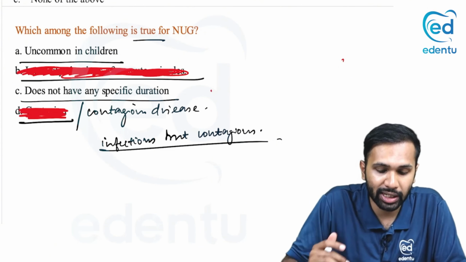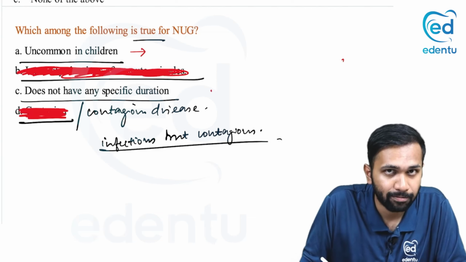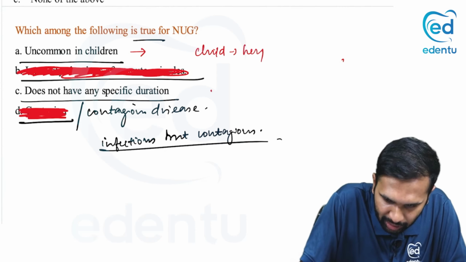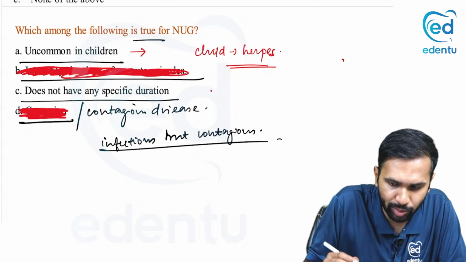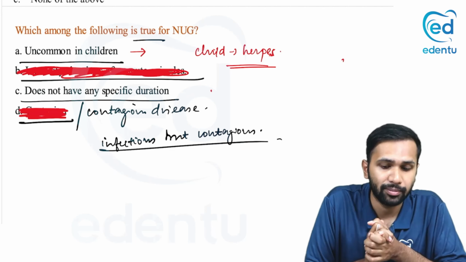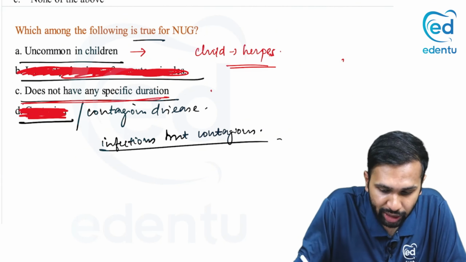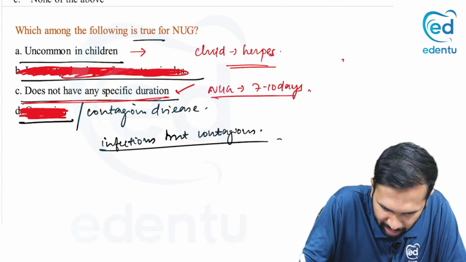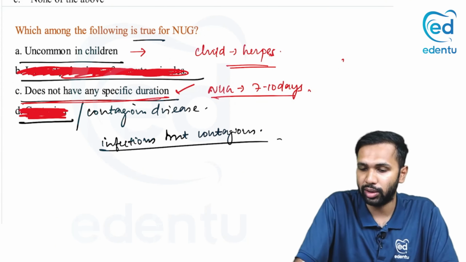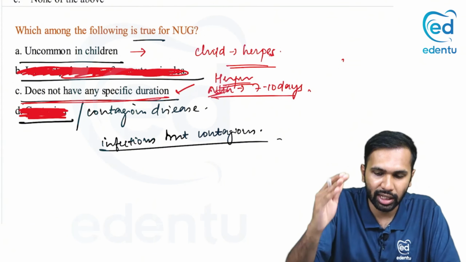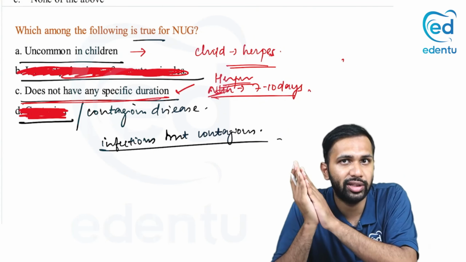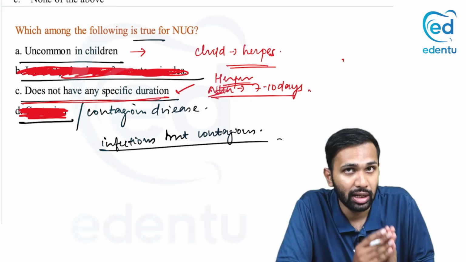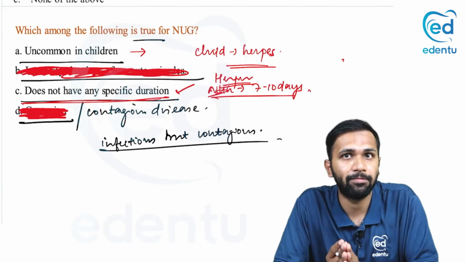Come to option A and C. Option A, it is uncommon in children. Yes, which is the disease that is common in children? In children, it is herpetic gingivostomatitis, primary herpetic gingivostomatitis. NUG we have studied, it is common in adults. And option C, it does not have a specific duration. Even that is true. It is herpetic gingivostomatitis that heals in 7 to 10 days. There is formation and rupture of vesicles. It is a self-limiting disease, that is herpes. Your NUG does not have a specific duration. But still, this question has come in your exam. That is why I'm discussing it with you.